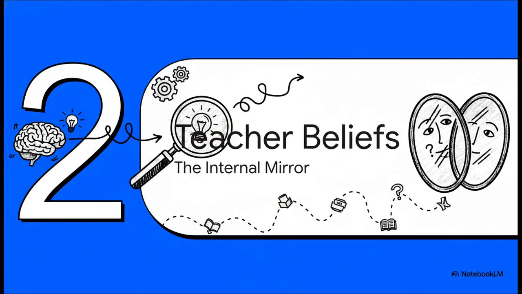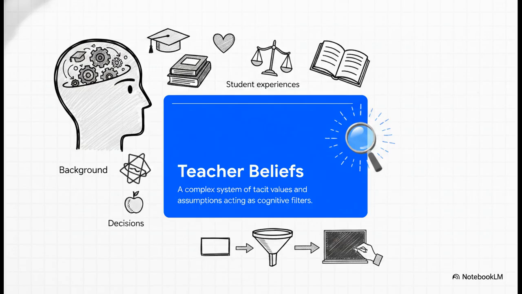So let's move to Section 2, the mirror of teacher beliefs. If our routines aren't neutral, we have to turn the analytical lens inward. Let's talk about teacher beliefs. Actually, a better way to look at them is that they aren't objective facts at all. They're a really complex system of tacit theories, values, and assumptions that act like cognitive filters. Every single pedagogical decision you make, grading, discipline, who you praise, and why, passes right through this hidden filter first. We process every new classroom interaction based on what we deeply believe to be true. And honestly, we usually don't even realize we're doing it.